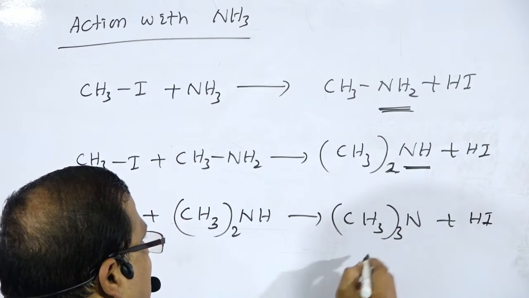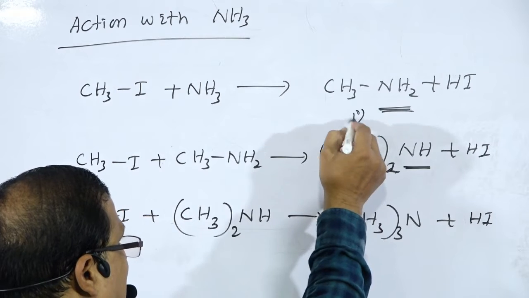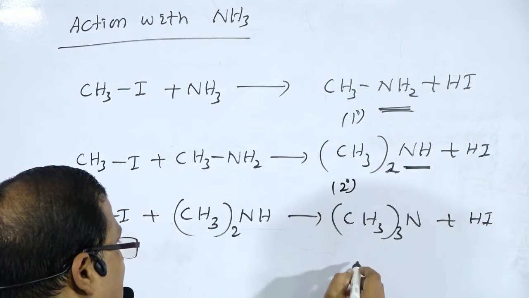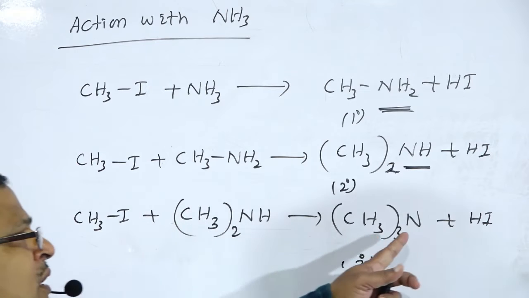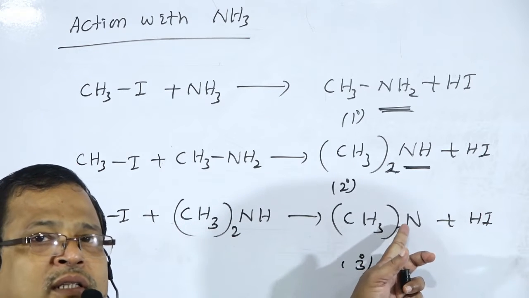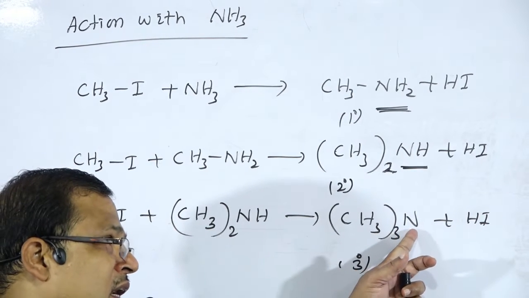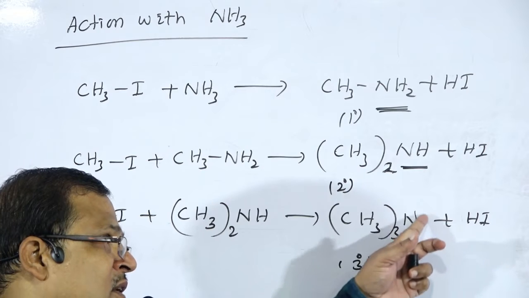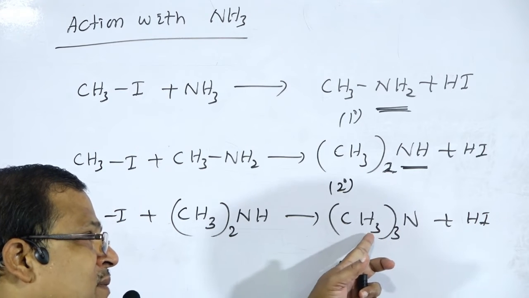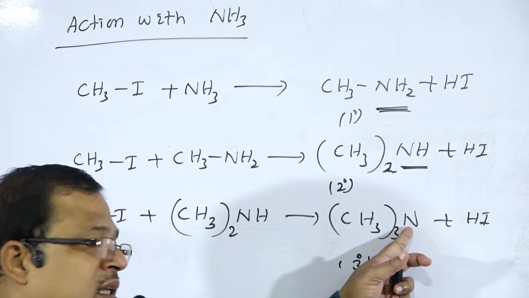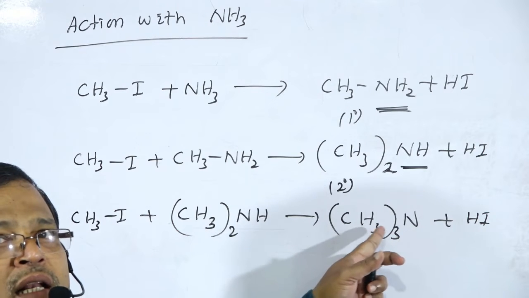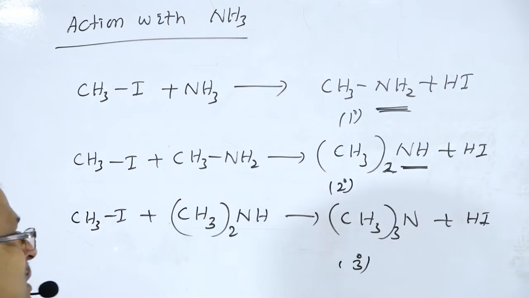There is the formation of primary amine, secondary amine, tertiary amine. Why is this treated as a tertiary amine? Because all three hydrogen atoms of ammonia, NH3, have been replaced by three alkyl groups. So there is the formation of (CH3)3N, trimethylamine.